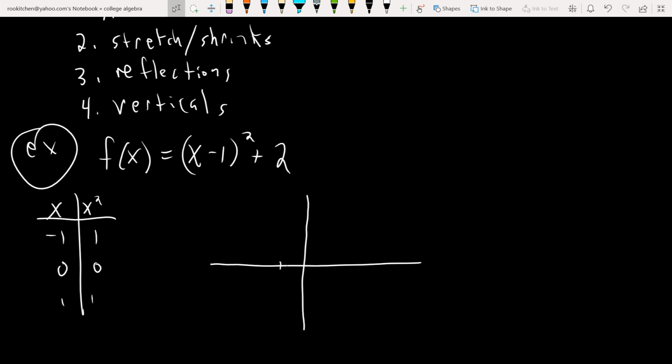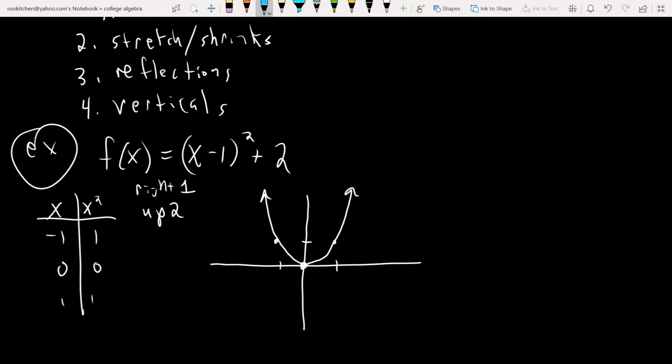So negative 1, 1, 0, 0, and 1, 1 is the original. And what is it telling us to do? The minus 1 is telling us to go right 1, and we have to do that first because that's the horizontal. And then the plus 2 is telling me to go up 2, and I do that second. Okay, so right 1 and then up 2.